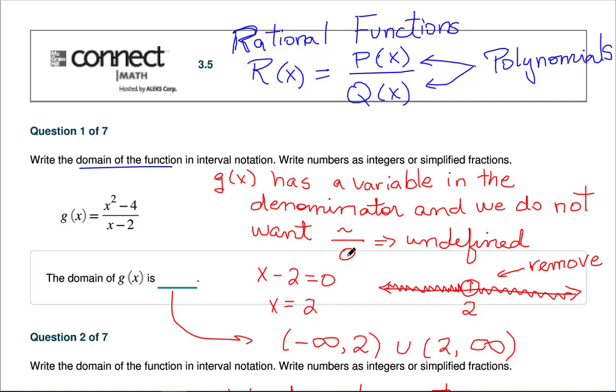Because if it's 0 in the denominator, then it would be undefined. So I need to remove any number that would make this denominator 0. Well, I solve that. I get x equals 2. It's removed from my choices. Every other number is fine. It works. It's not going to make the denominator 0. And so I get the left part, which is minus infinity to 2, and I get the right part, which is 2 to infinity, and then we use the union symbol in the middle to union them together.